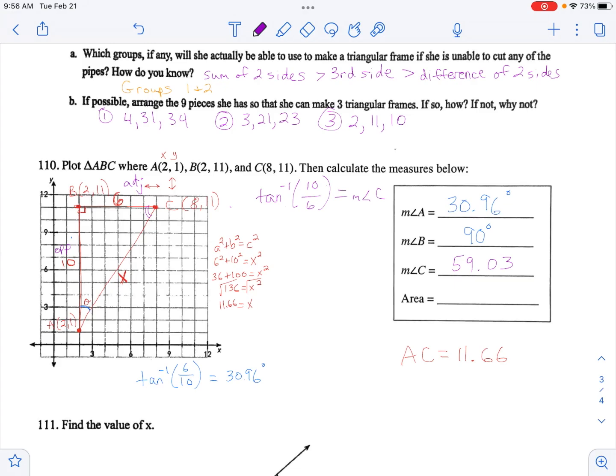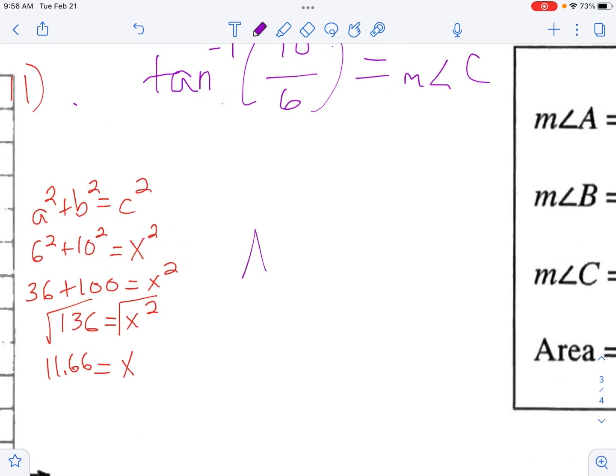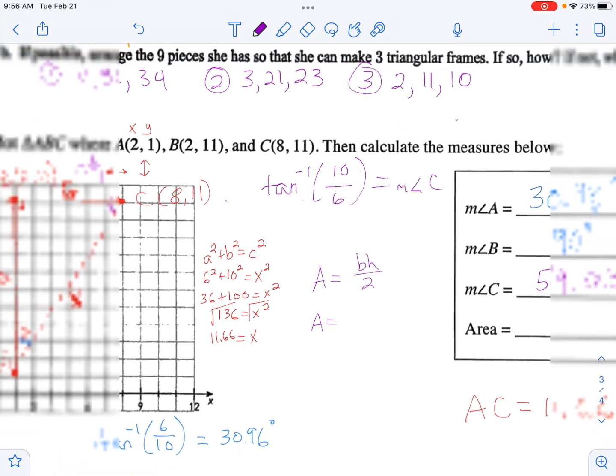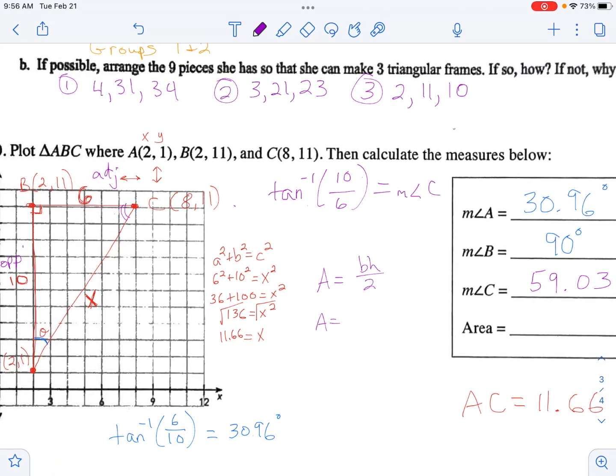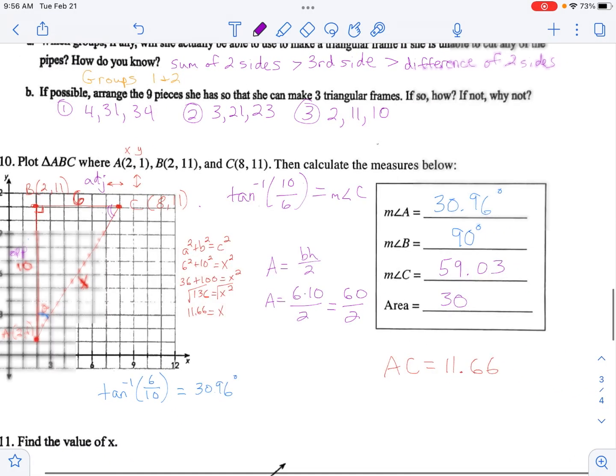Now we need to find the area. Well, first of all, let's make sure that we understand that the area of a triangle is base times height divided by 2. So if we plug in the values, our base would be 6 times our height is 10 divided by 2. So 60 divided by 2 would give us an area of 30 units squared.